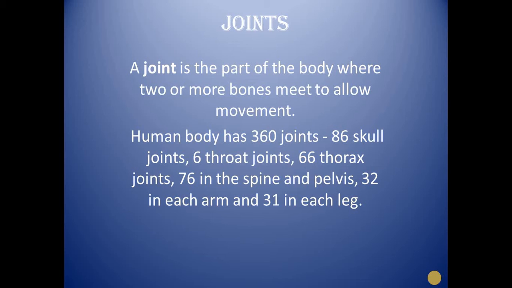Joints. What are joints? A joint is the part of the body where two or more bones meet to allow movement. The human body has 360 joints: 86 in the skull, 6 in the throat, 66 in the thorax, 76 in the spine and pelvis, 32 in each arm and 31 in each leg.